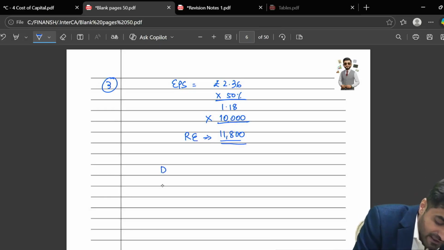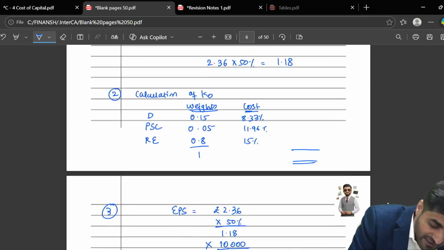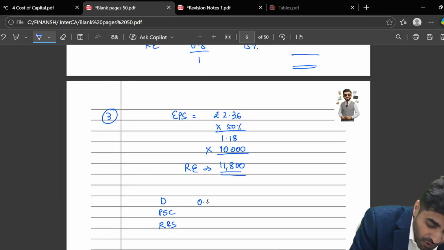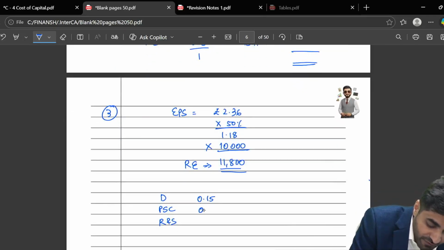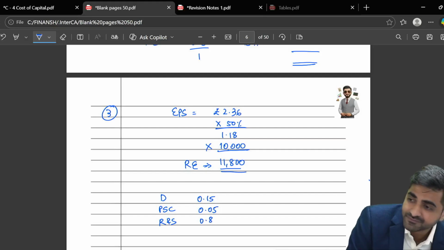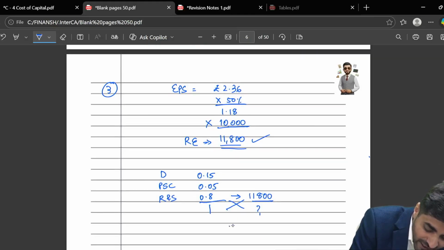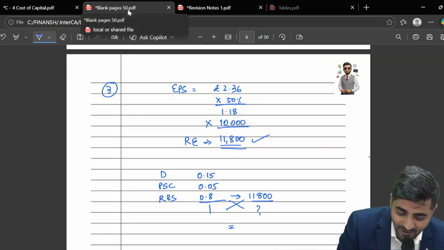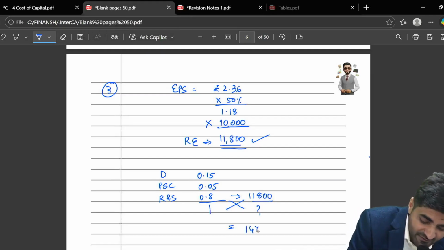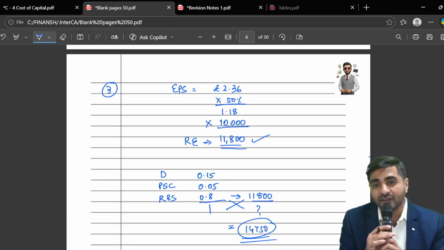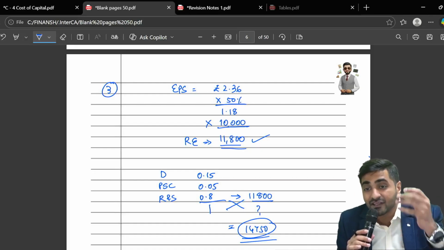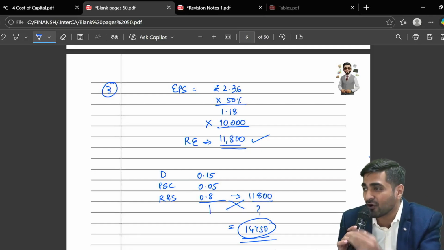So we have debt, we have preference shares, we have reserves and surplus. Do I have the weights available? Yes, sir. What are my weights? 0.15, 0.05 and 0.8. Now, do I have the reserves and surplus amount available? Yes, 11,800. Can I get the total amount? Yes. So you take 11,800 and divide that by 0.8. That is 14,750. So can I say 14,750 I can raise without even issuing one single rupee of equity share?